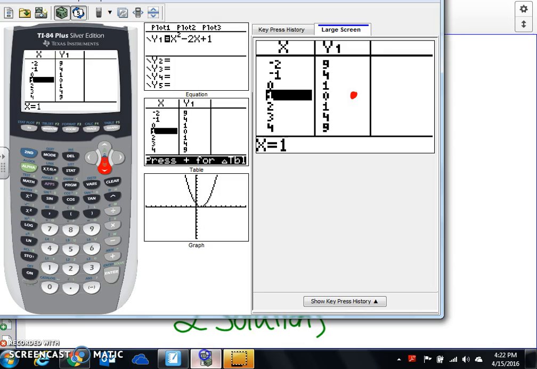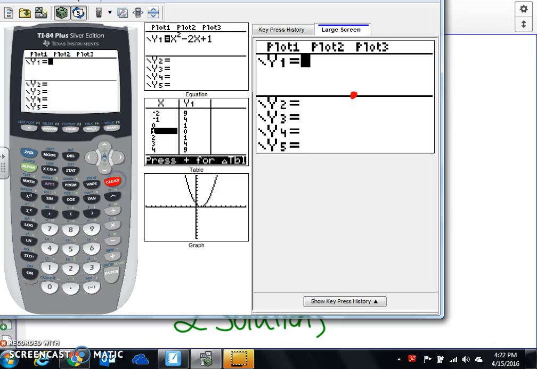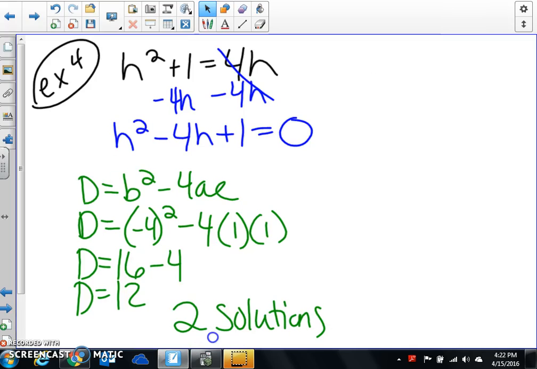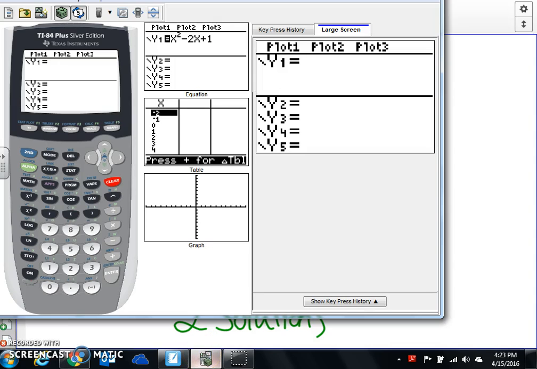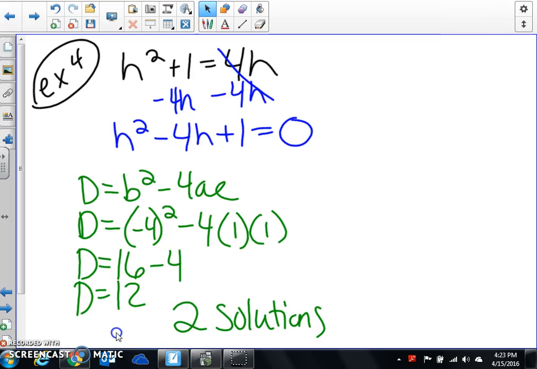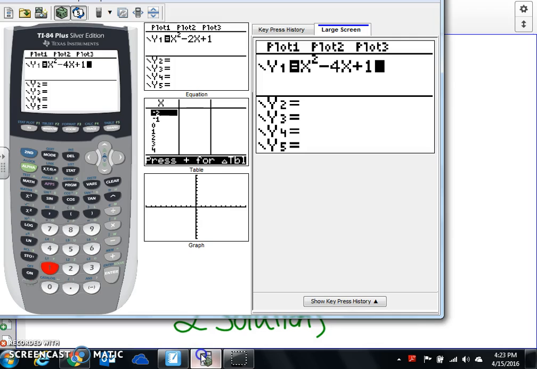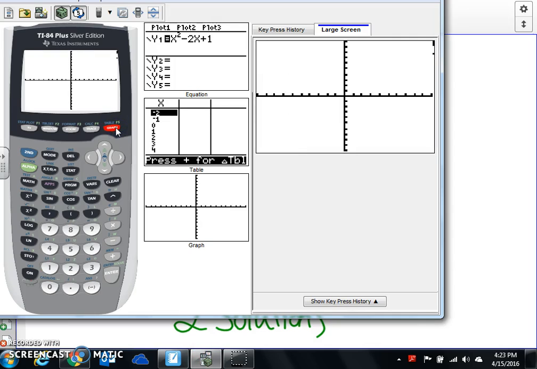Okay, so I go over here, go back, clear it. All right, so we have h squared minus 4h, so x squared minus 4x plus 1, right? Okay. Graph. We should have 2 solutions, so it should intersect twice. Sure enough, it does, right here and right here.